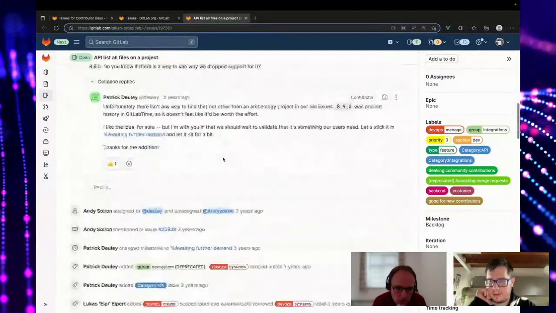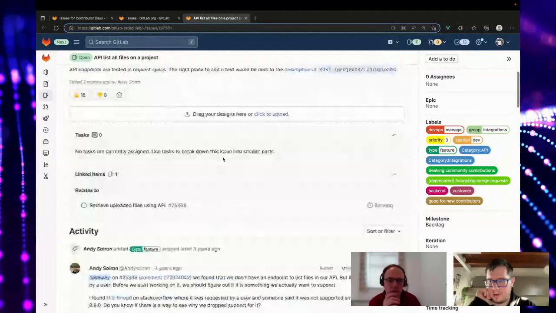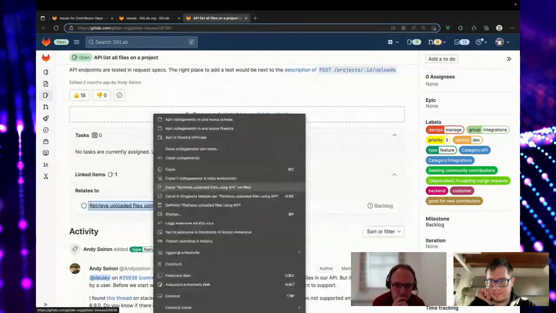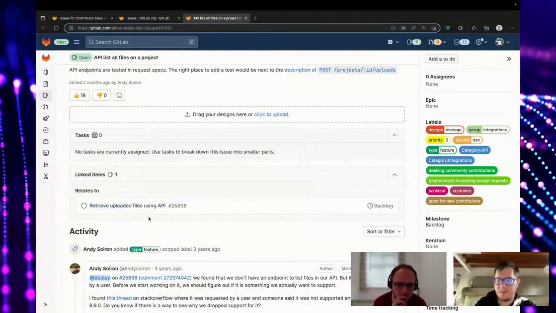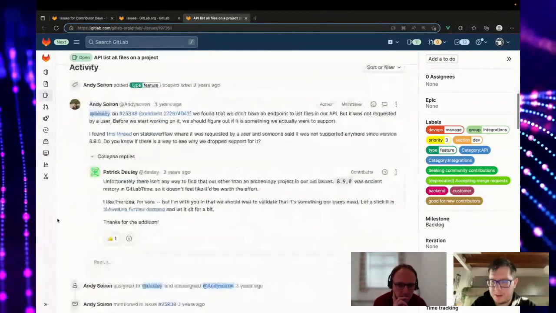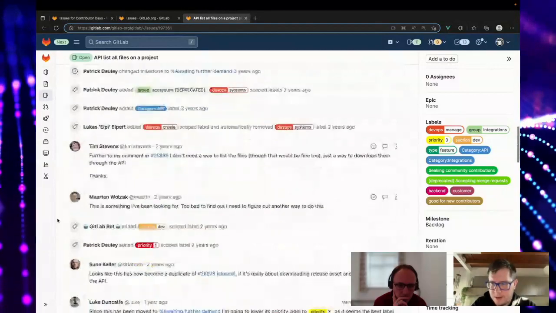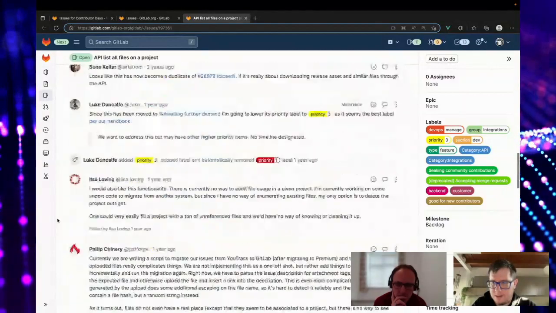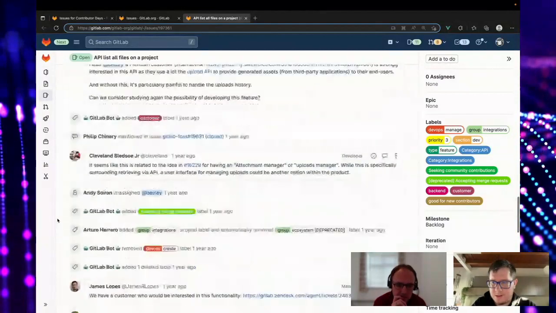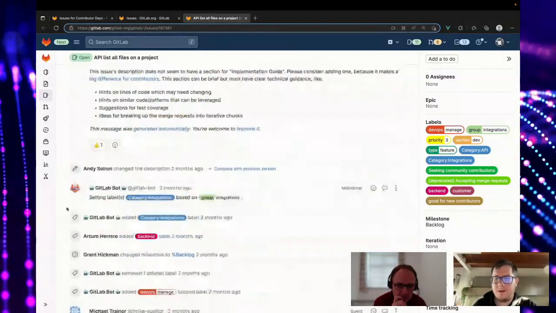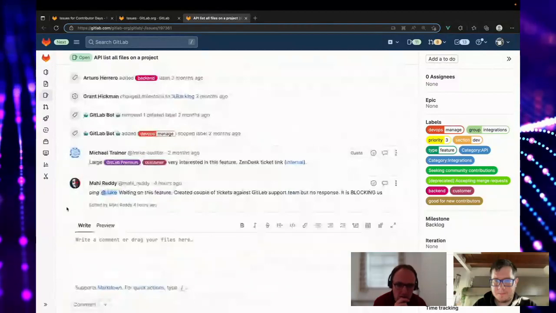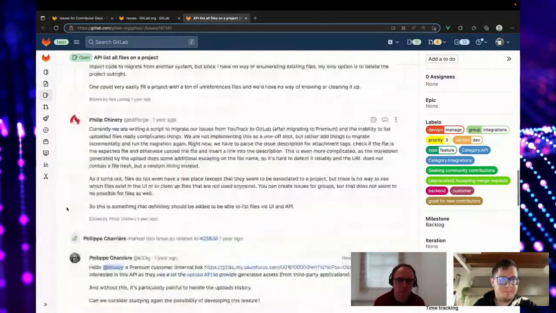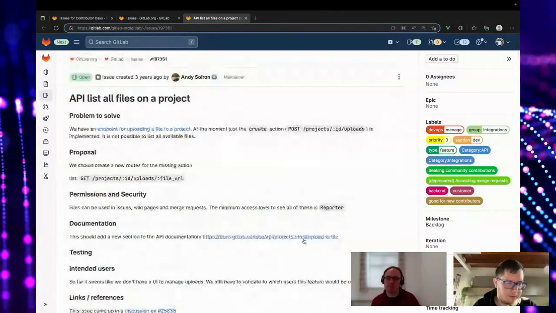Let's just have a look. No, this is an issue. It's not an MR. Okay, so no one picked this one. And yeah, there's also an implementation plan. This is definitely looking promising. Yes, it's definitely a candidate. Yep, this is going into the bucket.